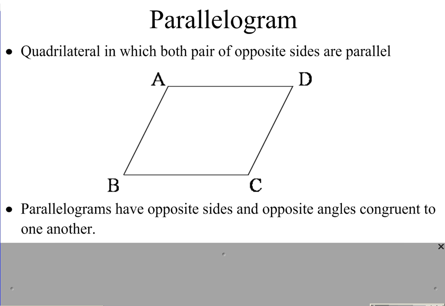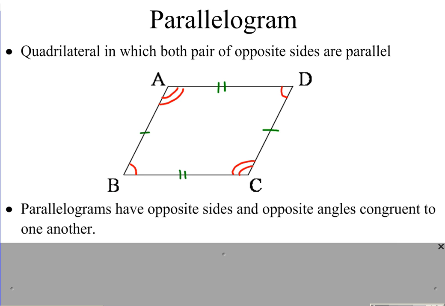The second property of parallelograms is that opposite sides and opposite angles are congruent to one another. So in this picture, if we know that this is quadrilateral ABCD, we know that these opposite sides are congruent. We know that opposite angles are congruent. So angle B is congruent to D. Angle C is congruent to angle A.